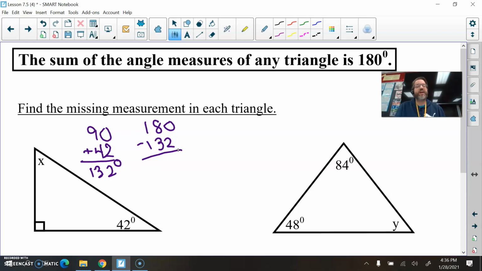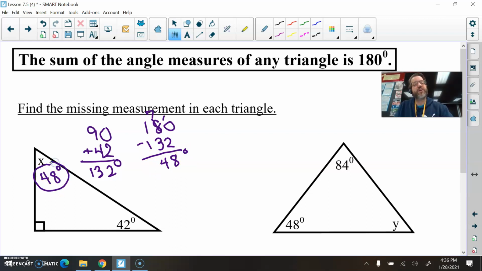And once I do that, I should get the measurement of angle X. So let's see what I get. 2 from 0, well, I'm going to have to regroup. Make this 8, 7. This becomes 10. 10 minus 2 is 8, 7 minus 3 is 4, and 1 minus 1 is 0. So I get 48 degrees. That's the measurement of angle X.